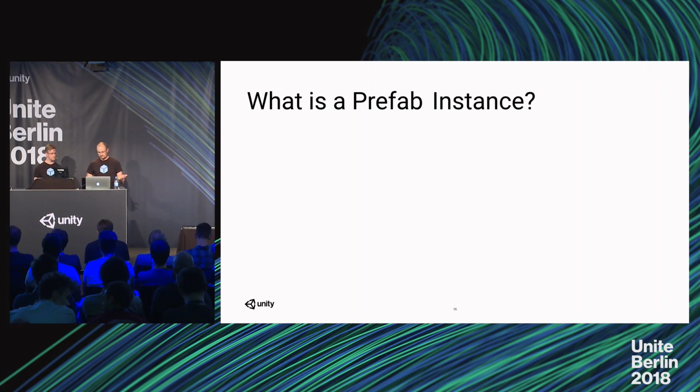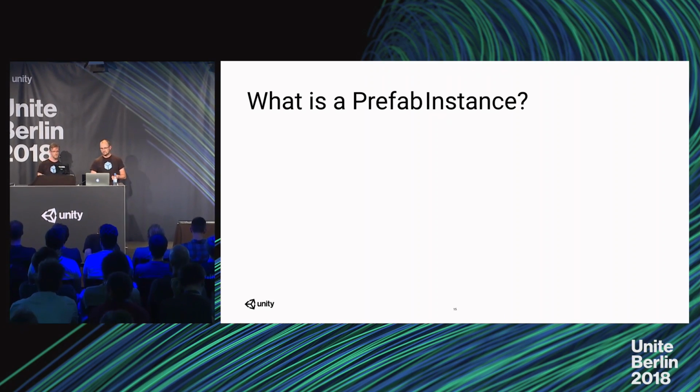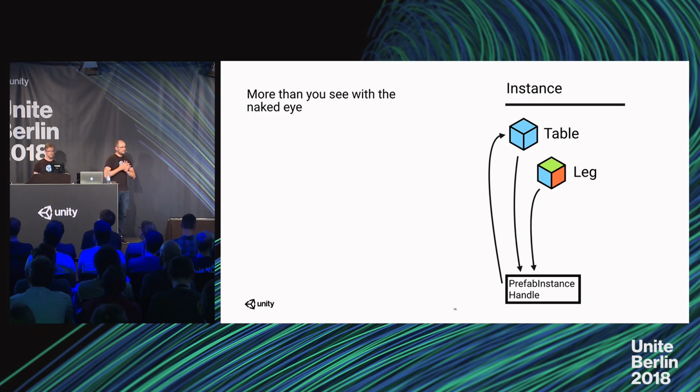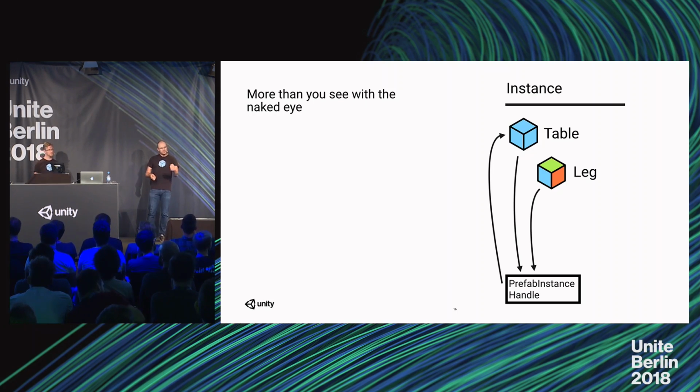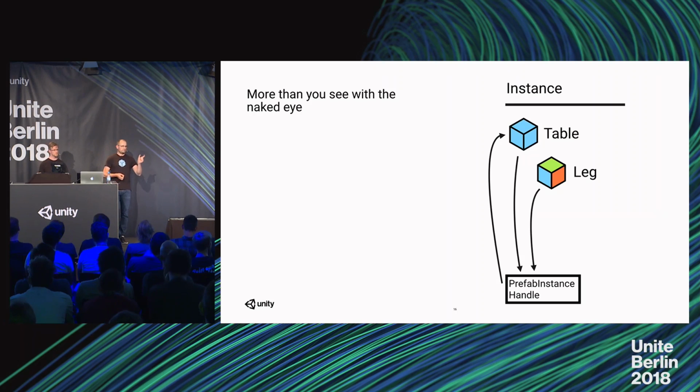So what is a prefab instance? It's actually an object we have in memory, a prefab instance object. So in the scene, there's more to what you see in the hierarchy, actually. In the hierarchy, you just see the game objects, you see the table and the leg. But there is another object in the scene which you don't see, and that's the prefab instance handle. It's actually a little more than just a handle, because it also manages where in the transform hierarchy the instance is located. It has a list of all of the overrides and any optionally deleted components, and it has a reference back to the asset that it comes from.